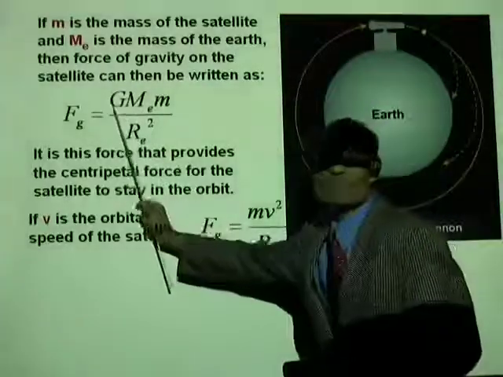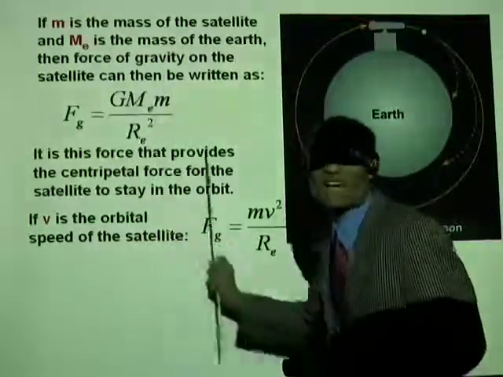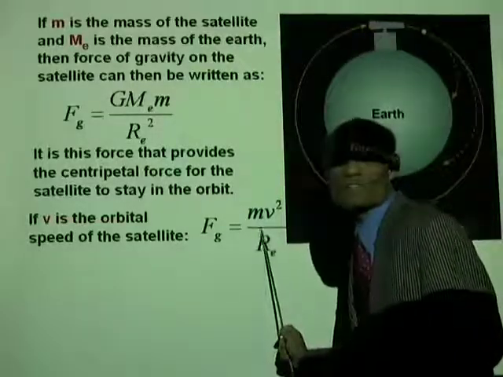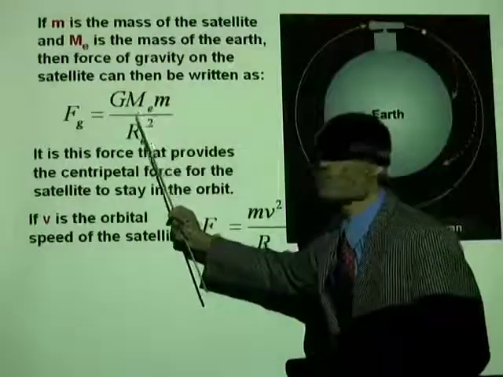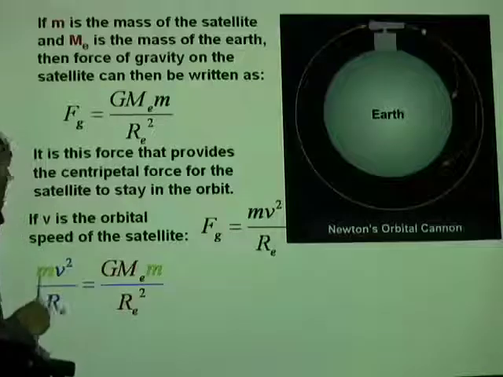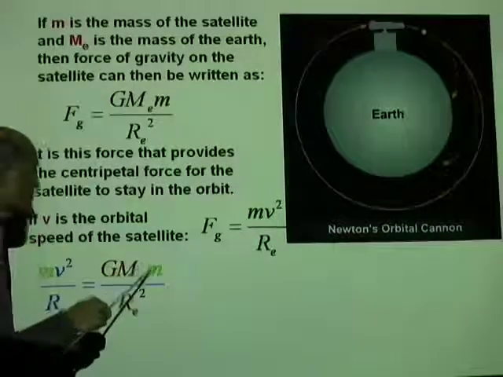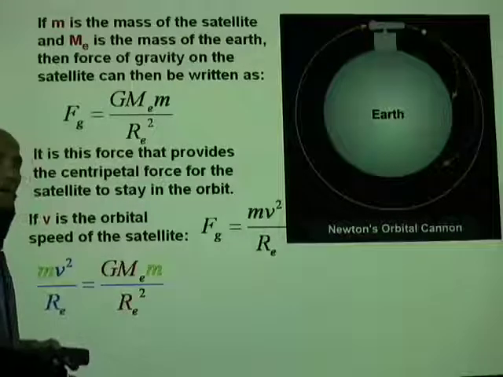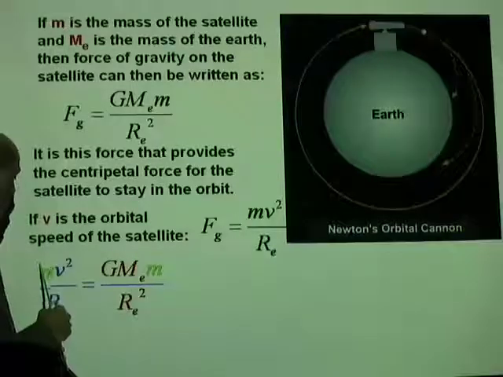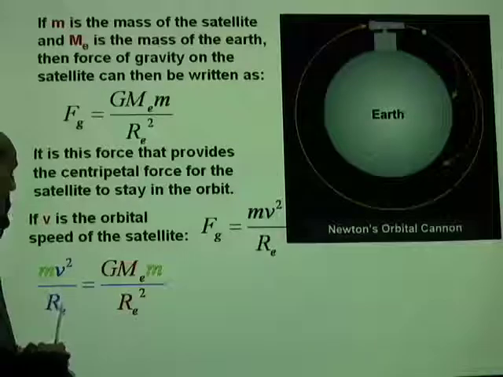That means we can now take the gravitational force on the satellite and set it equal to the centripetal force, because the centripetal force is provided by the gravitational force. Let's equate those two equations: mv squared over RE equals G M E m over RE squared. Now I have used different colors here. First of all, the green colors, m and m, will cancel from either side.